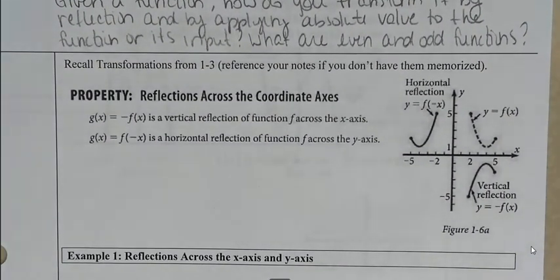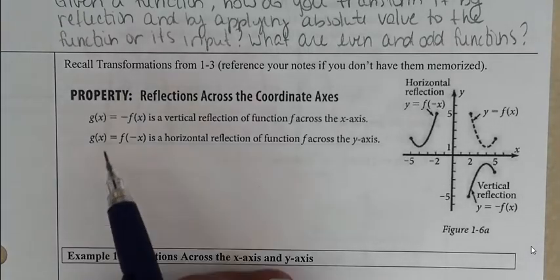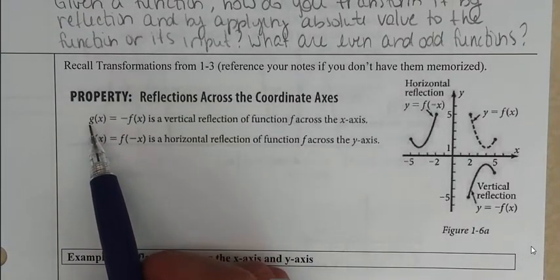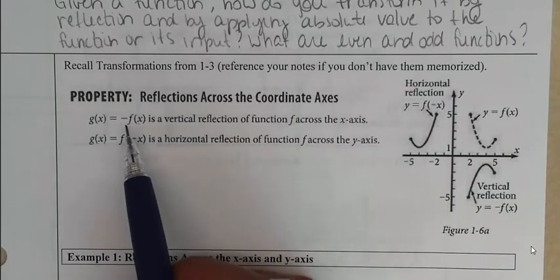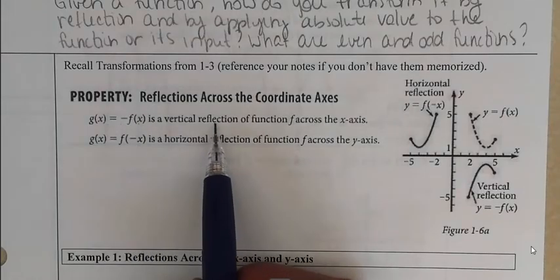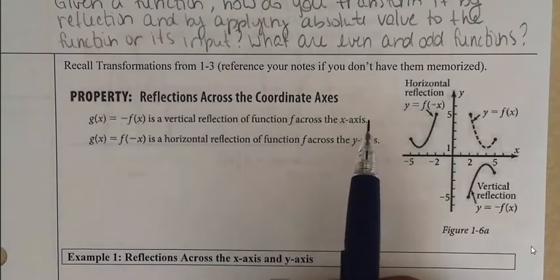So onto this property, this pretty much just repeats exactly what I had in this table. But again, I think that table is really valuable, and I would know everything in that table. Basically it says, if g of x equals the opposite of f of x, and we're going to use that negative as opposite, it's a vertical reflection of a function f across the x-axis.